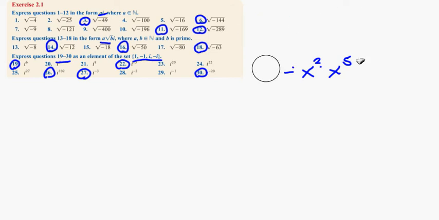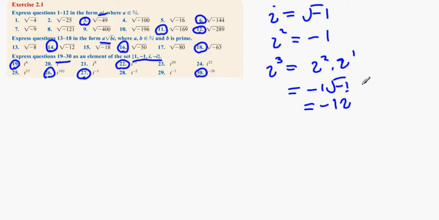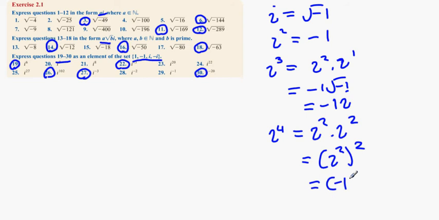Before we begin, we're just going to do the basics again. i equals the square root of minus 1. i squared equals minus 1. i cubed is basically i squared times i, which is minus 1 times root minus 1, or minus i. Then finally i to the 4 is the same thing as i squared by i squared, or i squared squared, and that is basically minus 1 squared, which is plus 1.